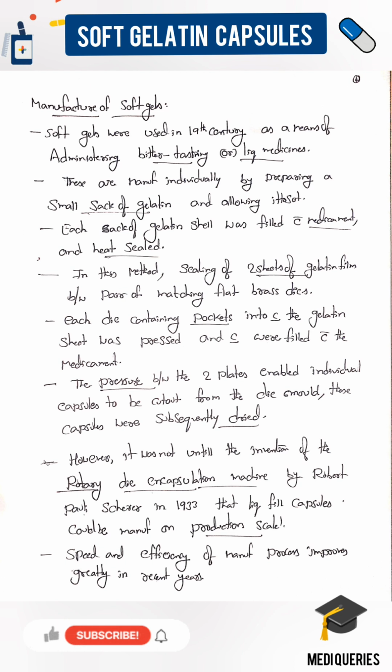However, it was not until the invention of the rotary die encapsulation machine by Robert in 1933 that liquid film capsules could be manufactured on a production scale. Here, the speed and the efficiency of the manufacturing process have improved greatly in recent years.